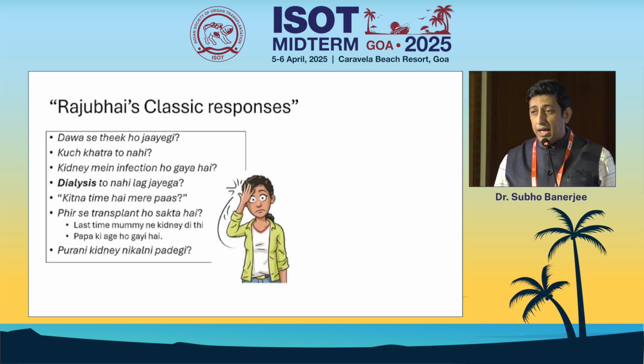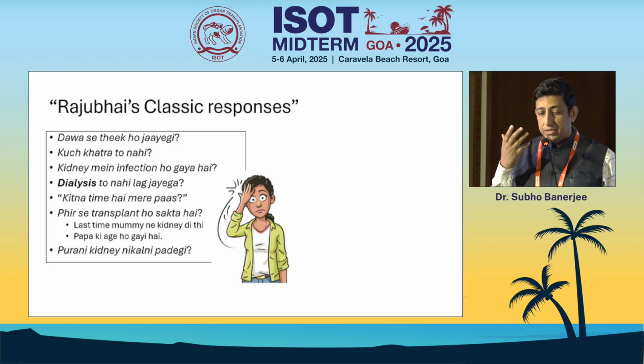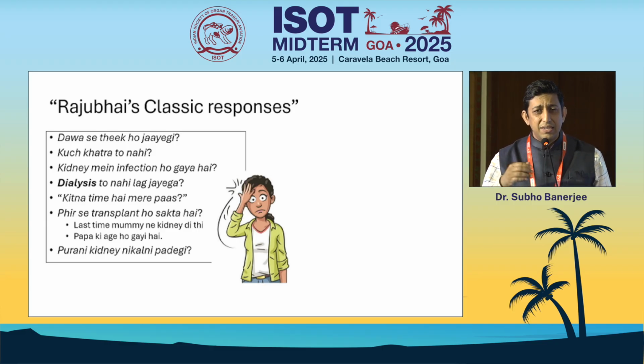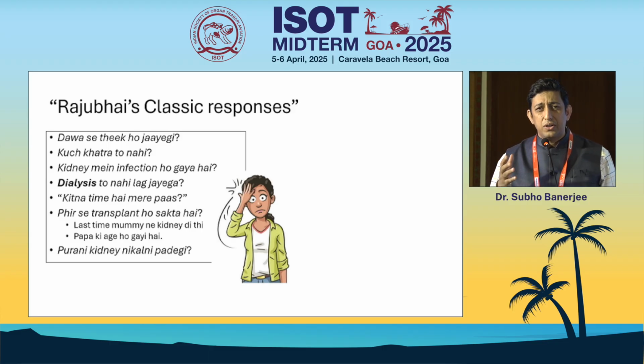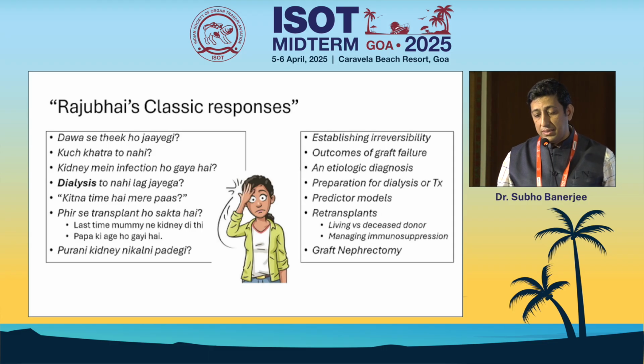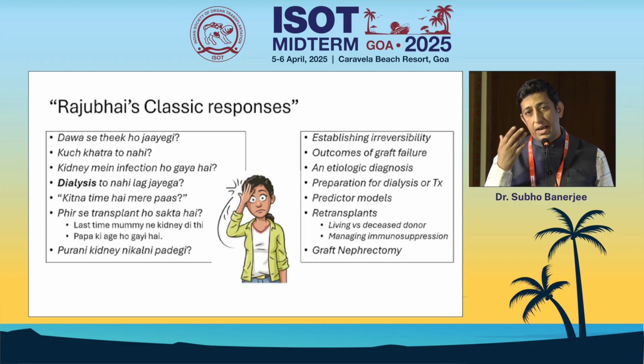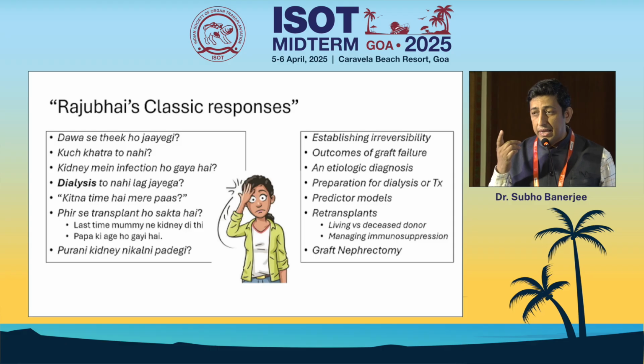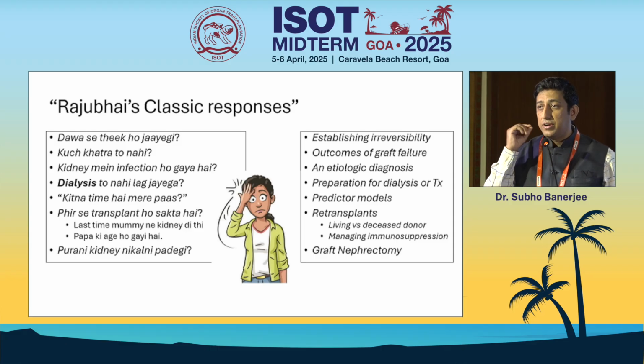So what are Raju Bhai's typical questions? "दवा से ठीक हो जाएगी, कुछ खतरा तो नहीं है." These are questions we don't want to listen to, because there is no clear explanation to it. But if you take them one by one and think of what Raju Bhai is actually asking and what the relevance is in our terms, "dawa se theek ho jayegi" actually means, is there a component of reversibility? Are we looking at something that can be reversed? That's a valid question.